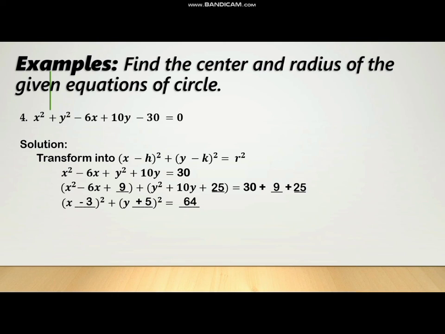So the value of h is 3. The value of k is negative 5. Bakit negative 5? Kasi yan ay y plus 5. So opposite sign. Then r squared equals 64 and the square root of 64 equals 8. So for the final answer, the center is at (3, negative 5) and the radius is 8 units.